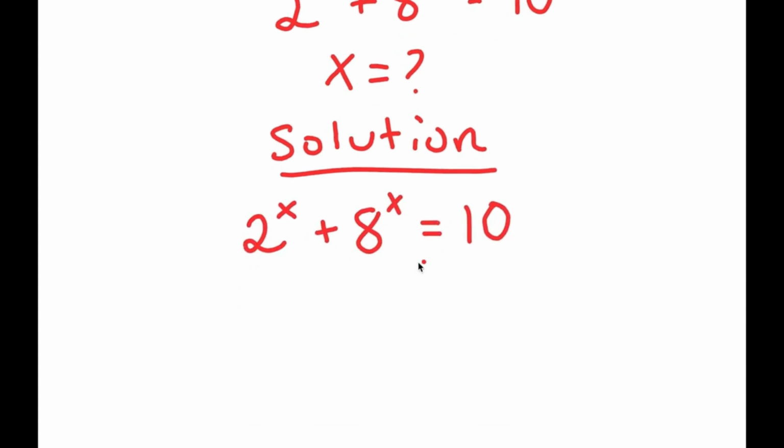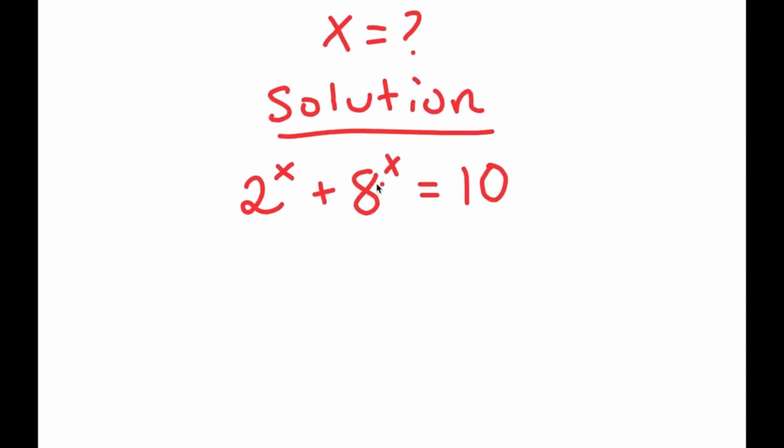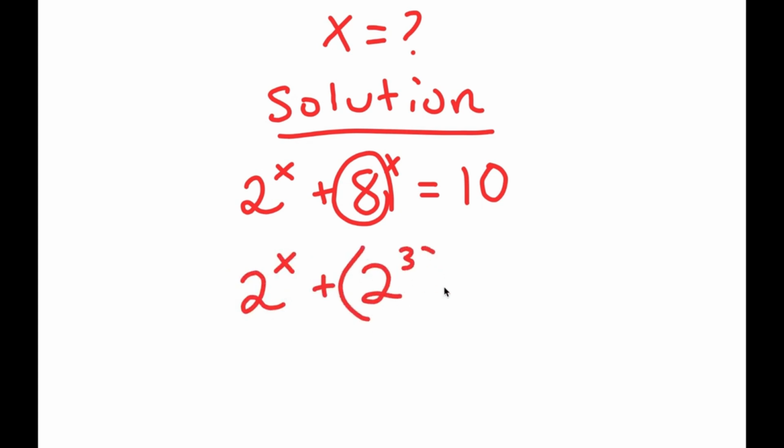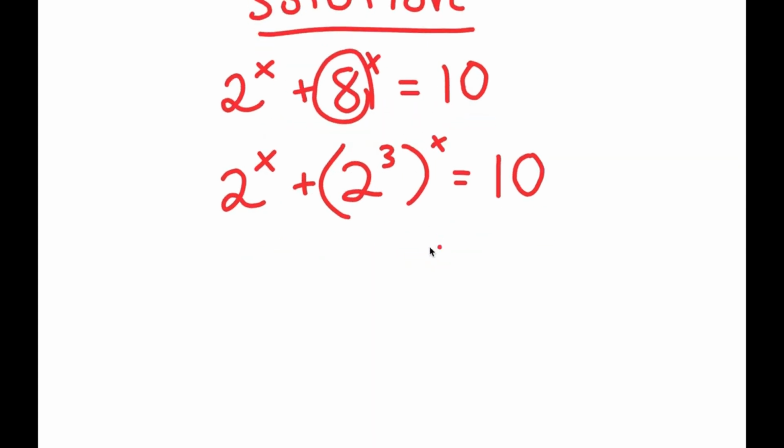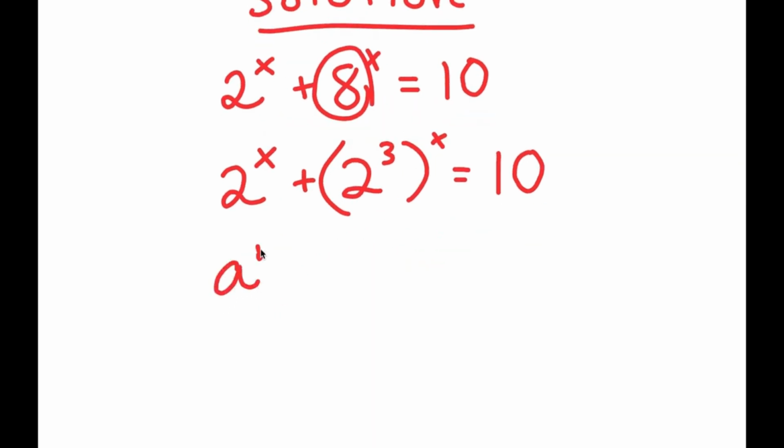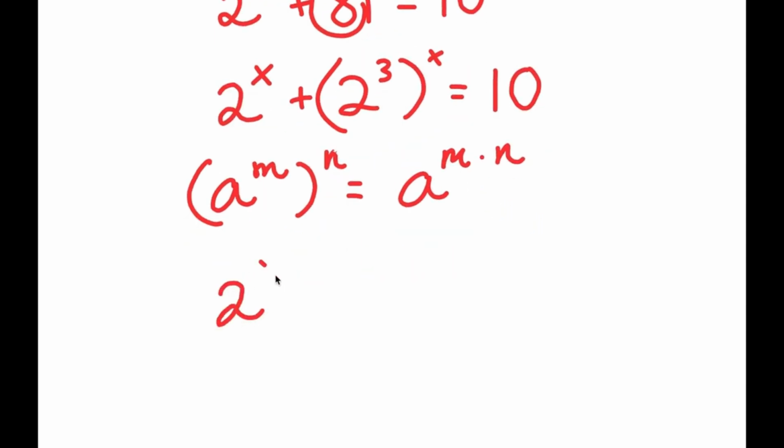Now from here, I can rewrite 8 as 2 to the power of 3. So I get 2 to the power of x plus 2 to the power of 3 to the power of x is equal to 10. Now, if I have something in the form a to the power of m to the power of n, this is equal to a to the power of m times n. So 2 to the power of 3 to the power of x, that's the same thing as 2 to the power of 3x. And now this is equal to 10.